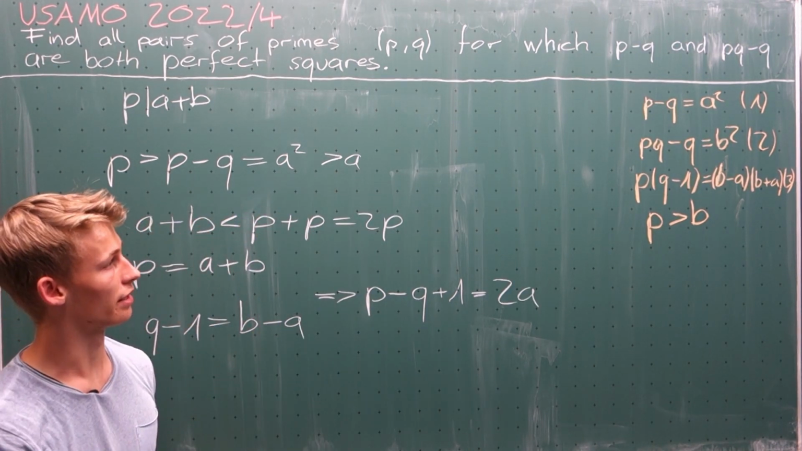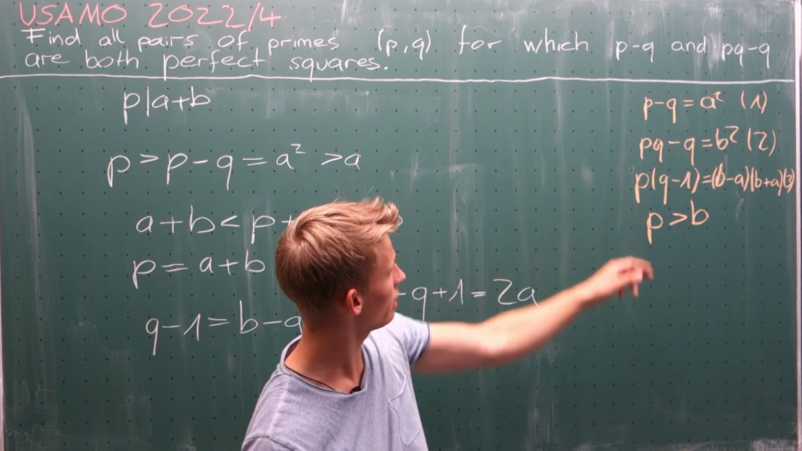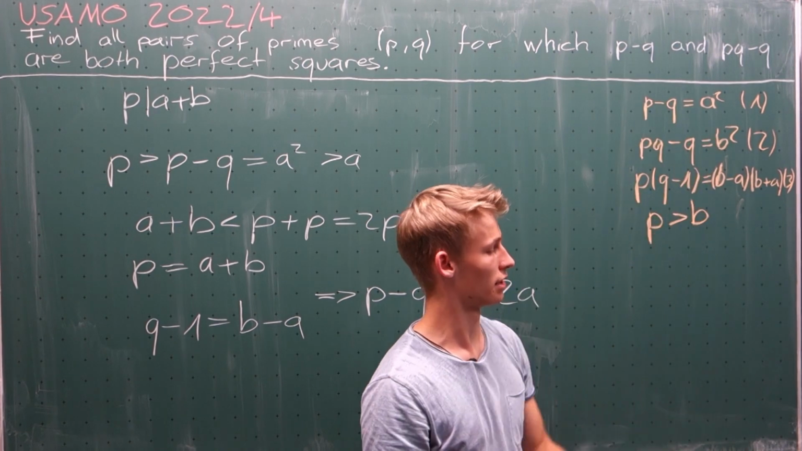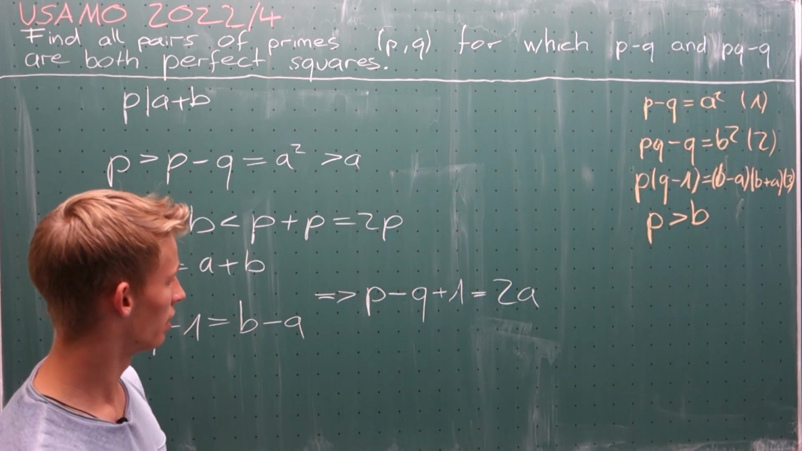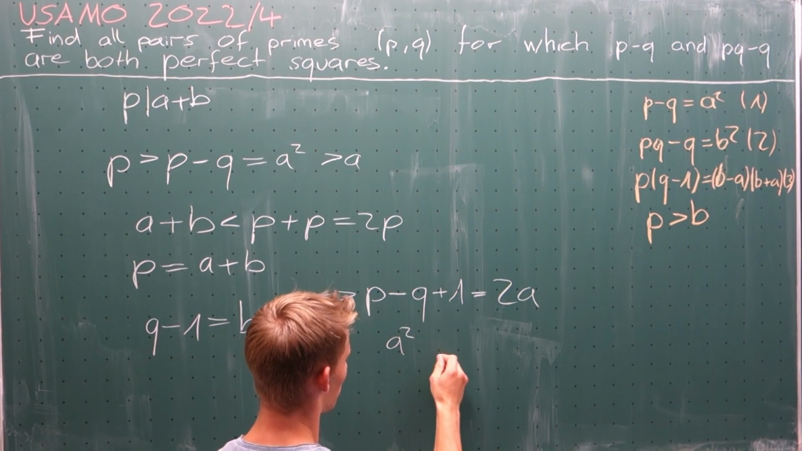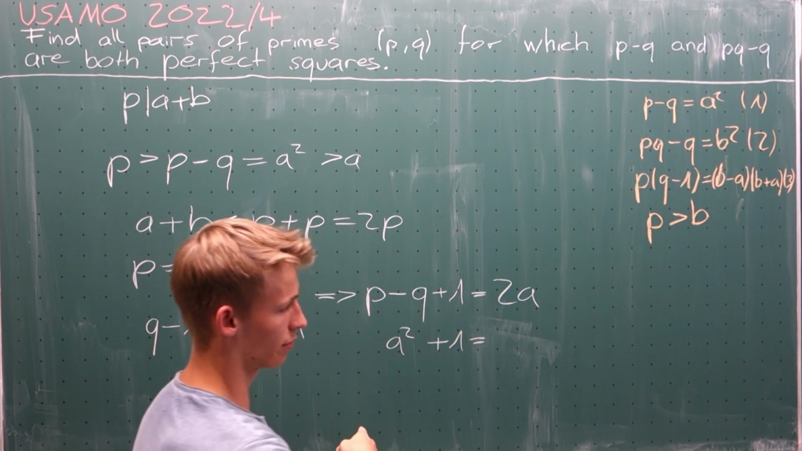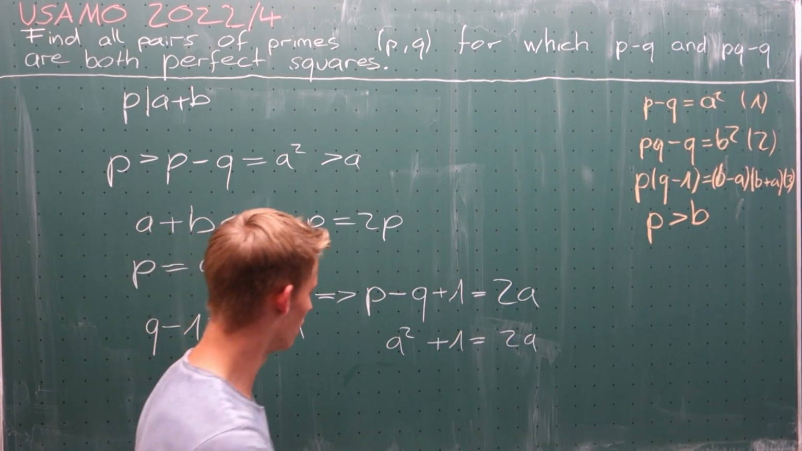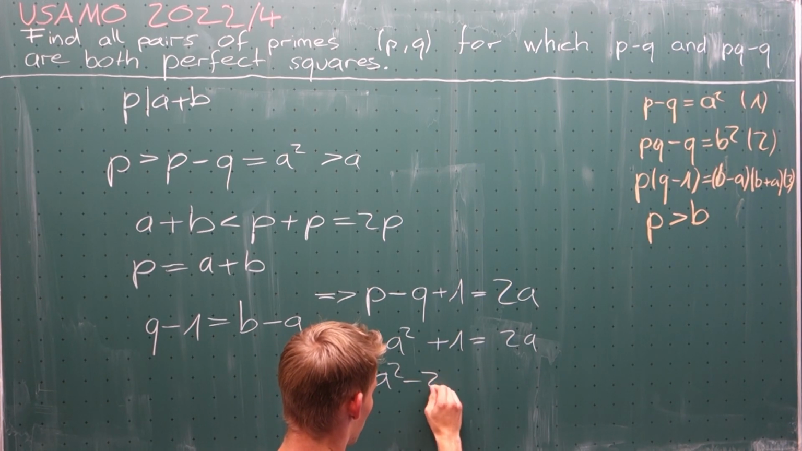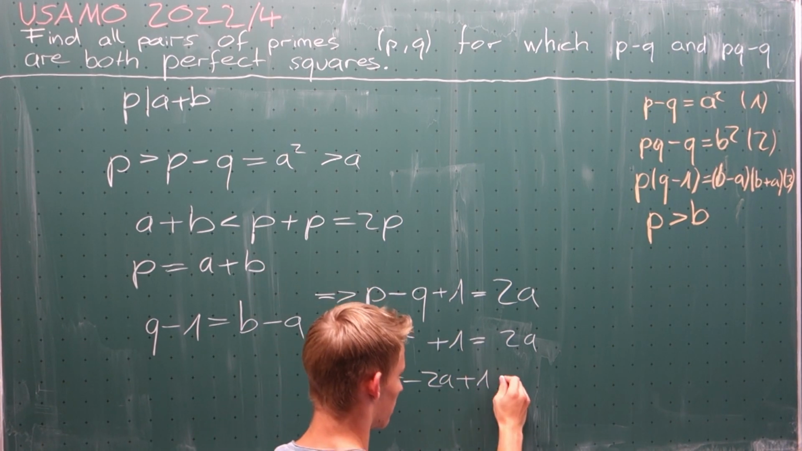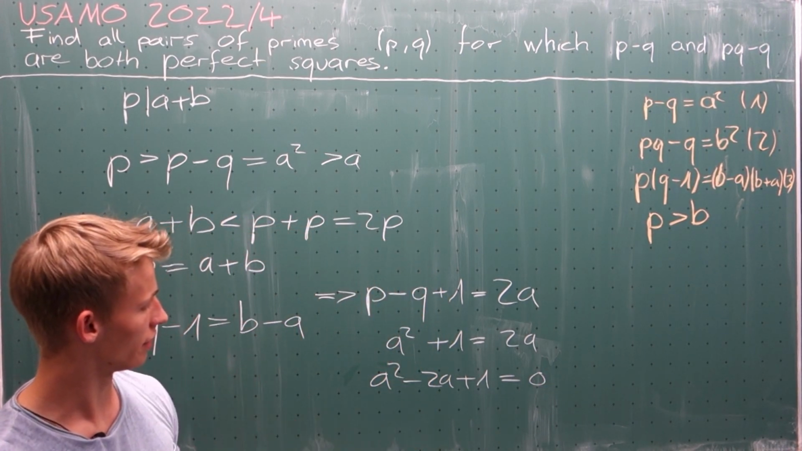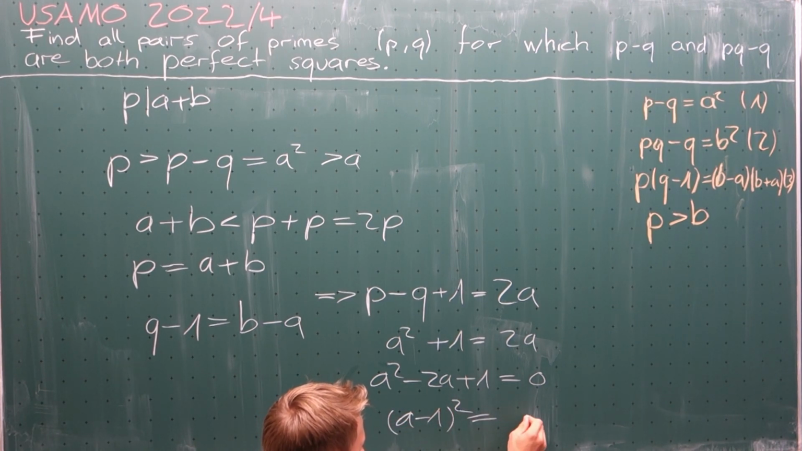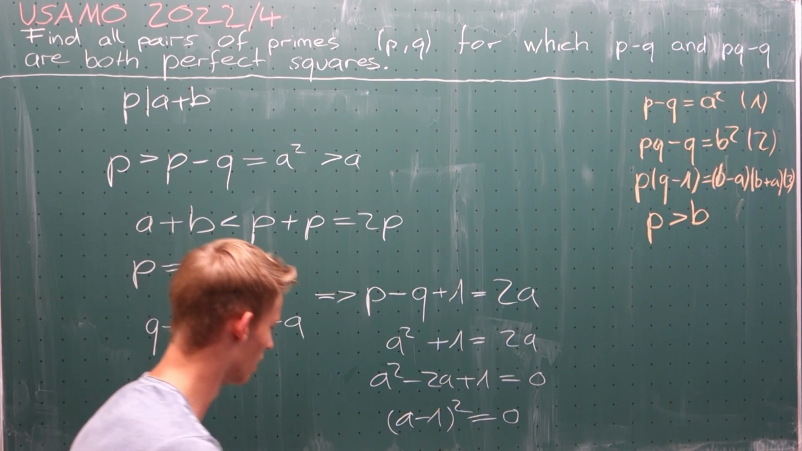Now we can have another look at these equations here, and we see that we already know what p minus q is, because p minus q is equal to a squared, so we can write here a squared instead of p minus q, and therefore we have a squared plus 1 is equal to 2a. If we now bring the 2a onto the left hand side, we have a squared minus 2a plus 1 is equal to 0, but the left hand side is also a minus 1 squared, so a minus 1 squared is equal to 0, and this means a is equal to 1.